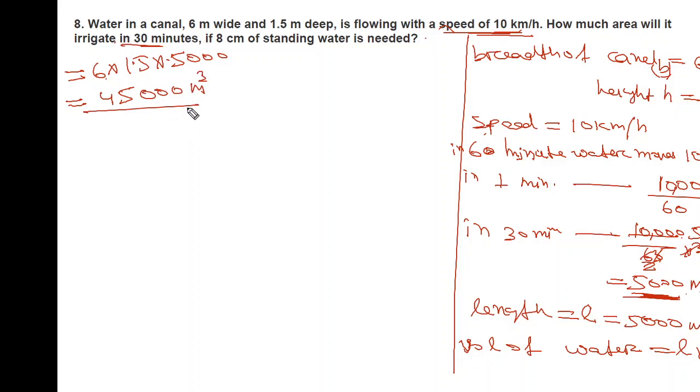Now you see this water is being irrigated where? In the field. Okay, if 8 centimeter of standing water is being needed, so you can see volume of the water will be equal to irrigated area.